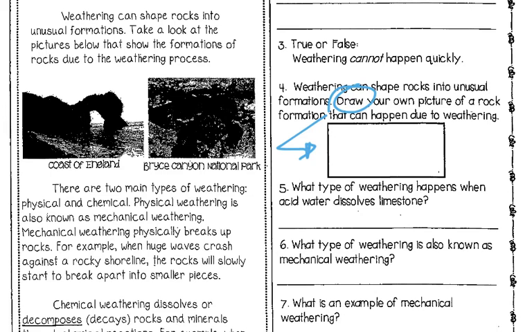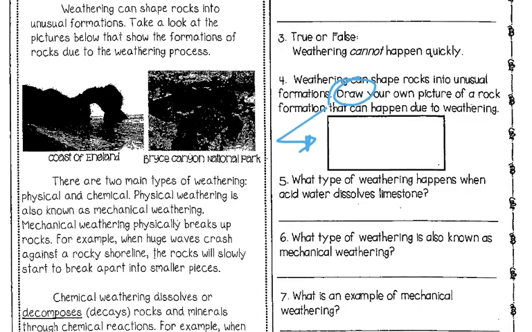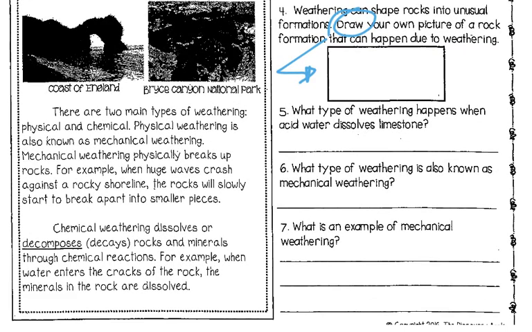What type of weathering happens when acid water dissolves limestone? Number 6, what type of weathering is also known as mechanical weathering? And number 7, what is an example of mechanical weathering? And they gave you both of those. So those are right back in here. Just a hint for you.